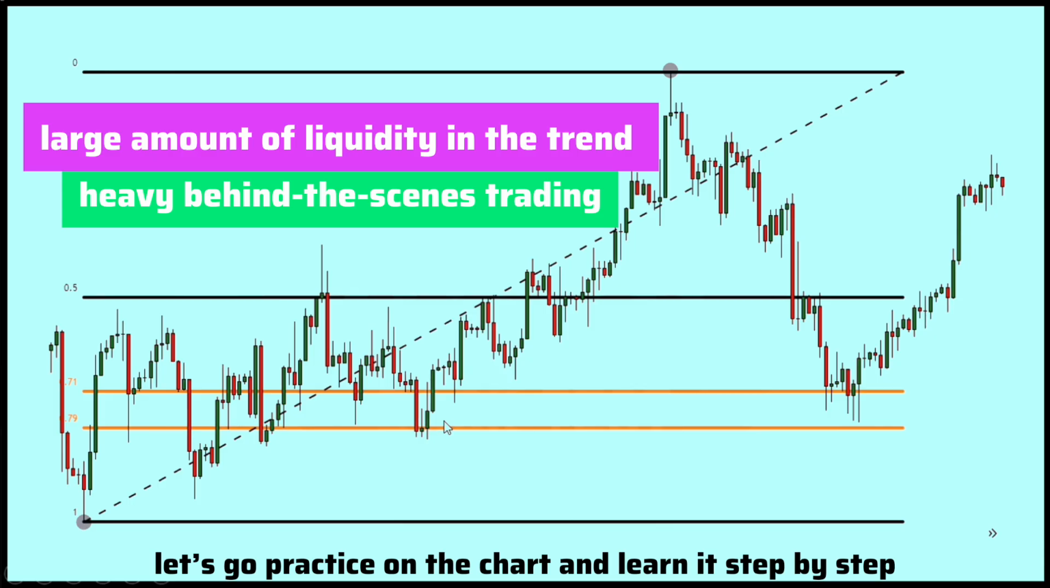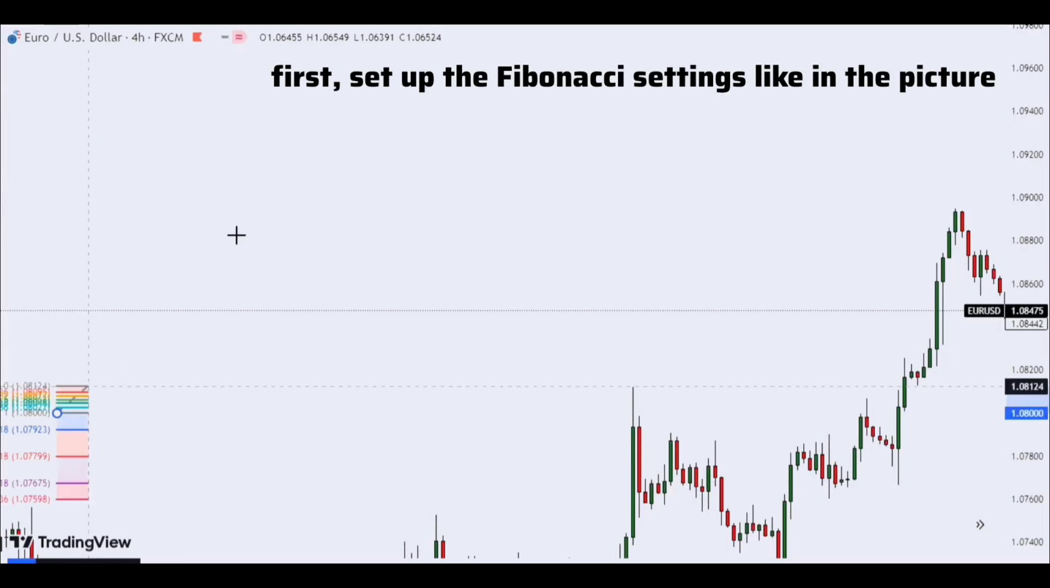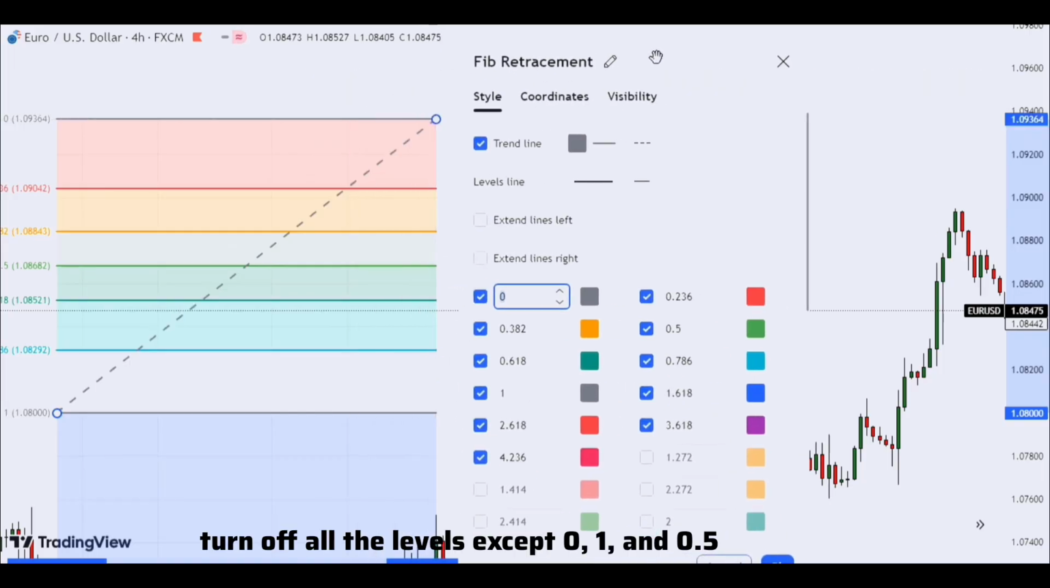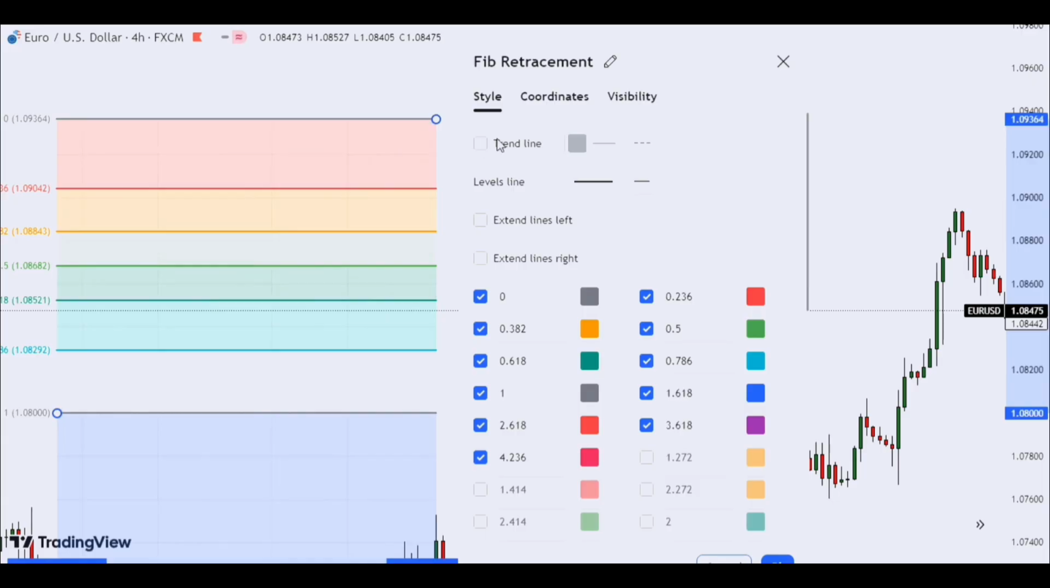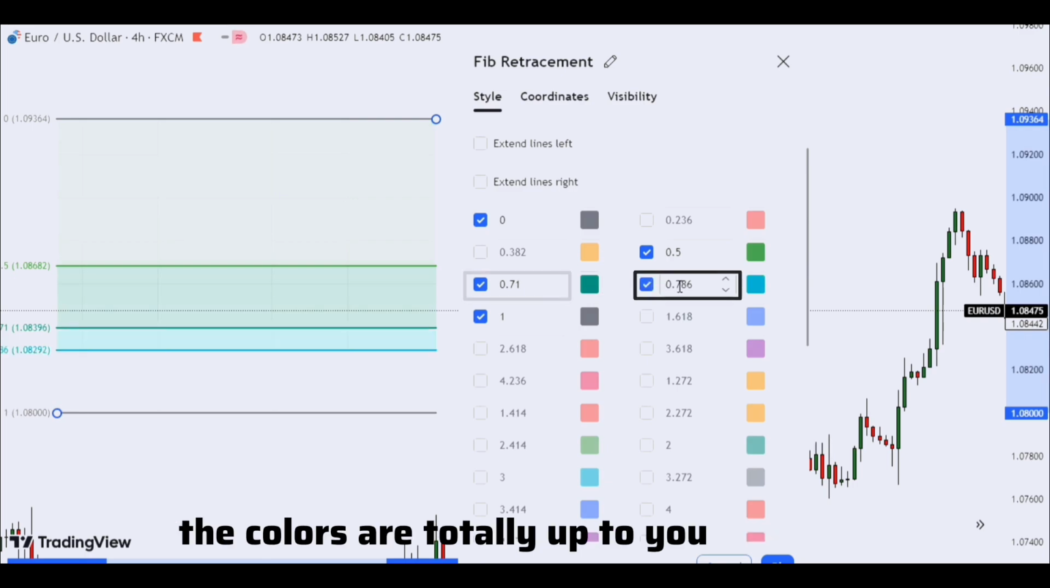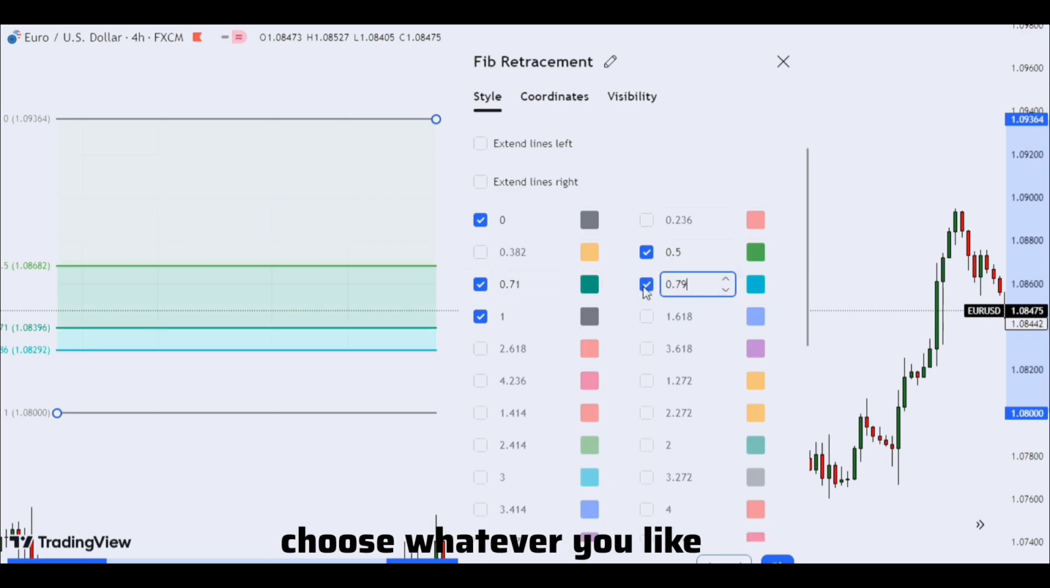Let's go practice on the chart and learn it step by step. First, set up the Fibonacci settings like in the picture. Turn off all the levels except 0, 1 and 0.5. Then add the 0.71 and 0.79 levels in this area. The colors are totally up to you. Choose whatever you like.